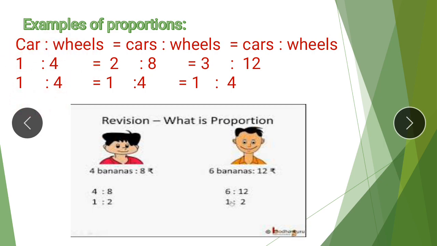This ratio is already in simplified form, but these ratios need simplification for better comparison. So 2 1s are 2, 2 4s are 8, 3 1s are 3, 3 4s are 12. As a result, you can see that all these ratios are equal. When the ratios are equal, that is known as proportion. Here we can see 4 bananas and 8 of another fruit, 6 bananas and 12 of another fruit. Again the ratios are equal, so it is said to be a proportion.